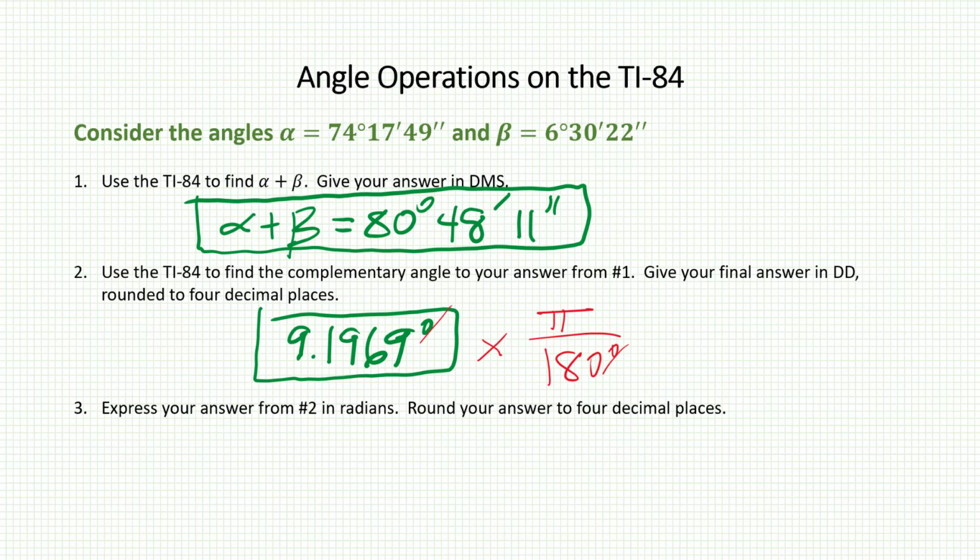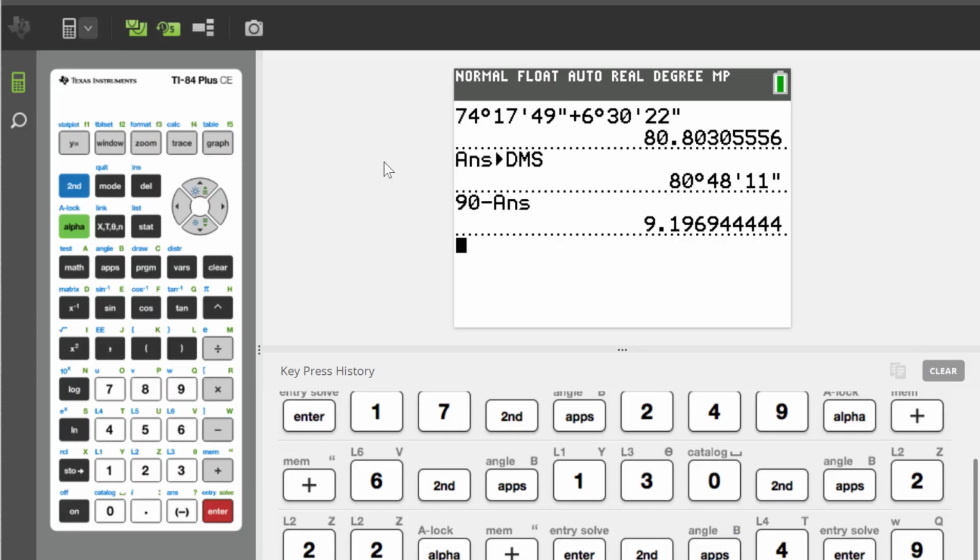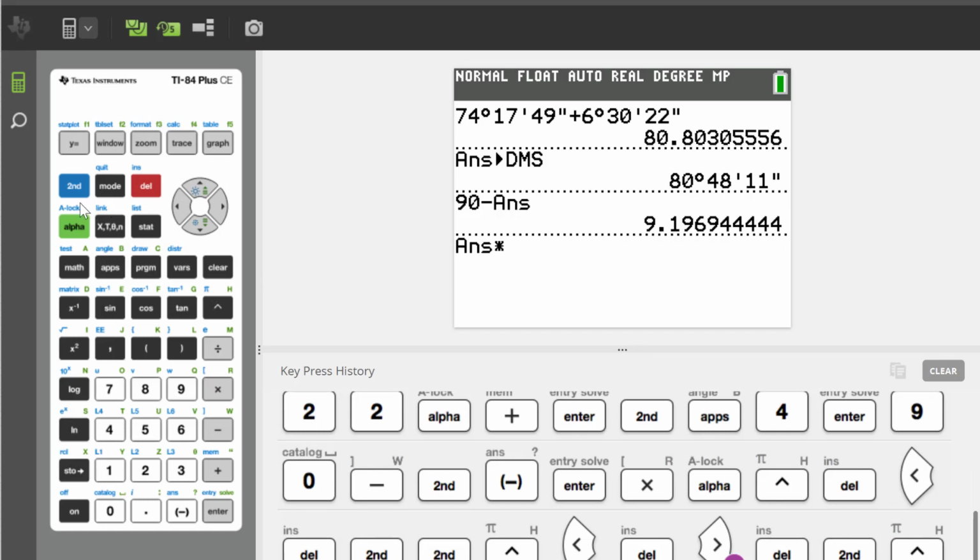Again, the calculator can do this for me quite easily. Remember, you don't have to retype in the 9.1969. You can just say times. The calculator understands you want to take your last answer and multiply it by, let's see, pi is in blue above the exponent button, and then divided by 180, and that'll do it. Hit enter, and there is the radian measure of this angle to 4 places. It would be 0.1605 radians.